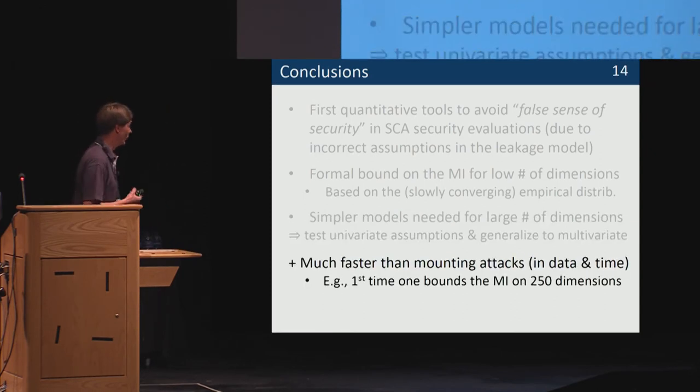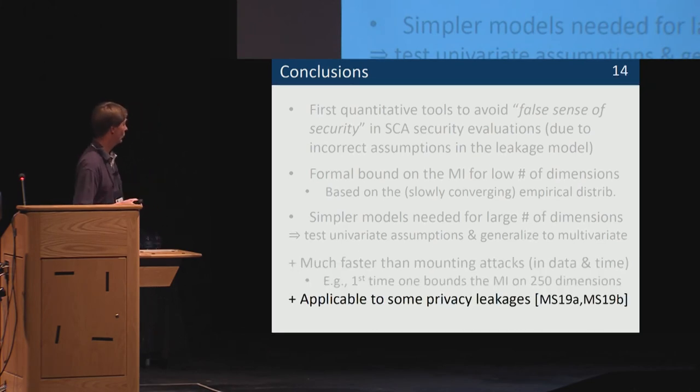The main advantage of all this is that performing this type of test is much, much faster than mounting an attack, both in the amount of data that you need and in the amount of time that you need to compute the metrics. And for example, it's really the first time that we are able to bound the mutual information for a leakage vector with 250 dimensions.